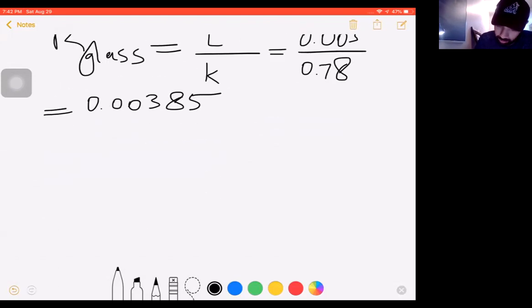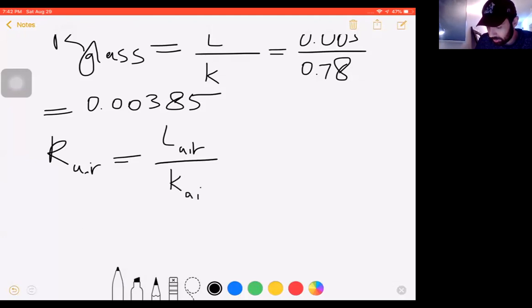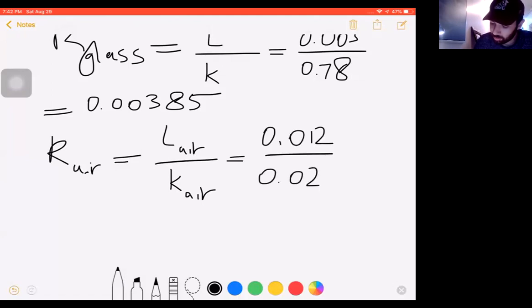And for the next resistance, which is for the air layer, we have again the length of the air layer over its conduction constant. The length was equal to 12 millimeters, and K was equal to 0.026. This is equal to 0.46.